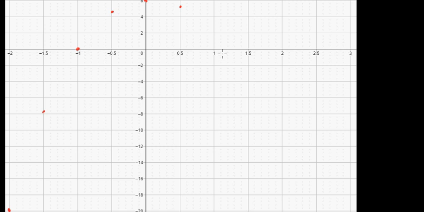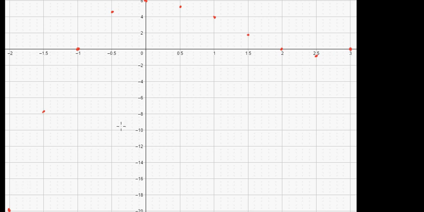We have 1, 4, so 4 is here. We have 1.5, 1.9, so 1.5 and then 1.9 is going to be around here. We have 2, 0, so that's going to be here. We have 2.5, minus 0.9, which is going to be around here, and then we have 3, 0 here. So this is our cubic curve.